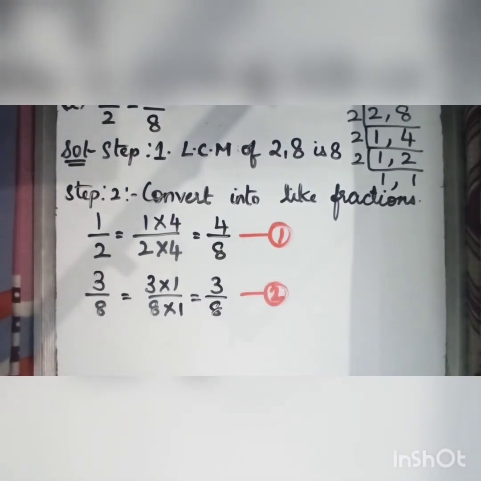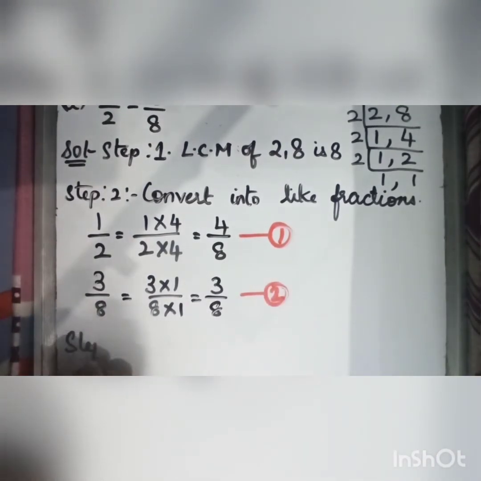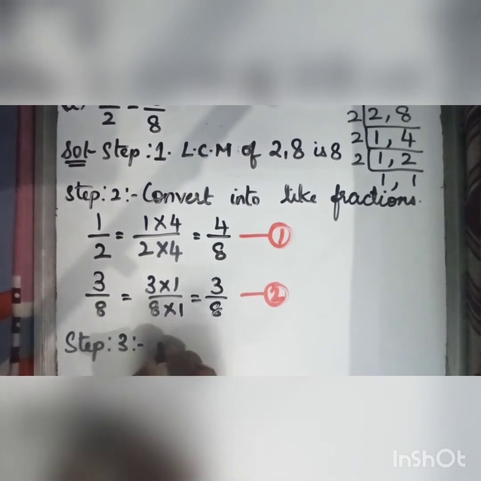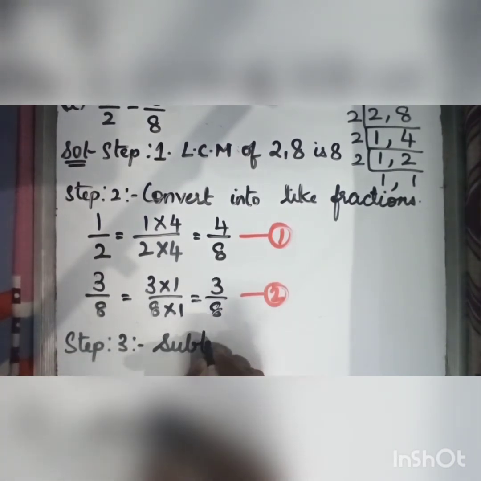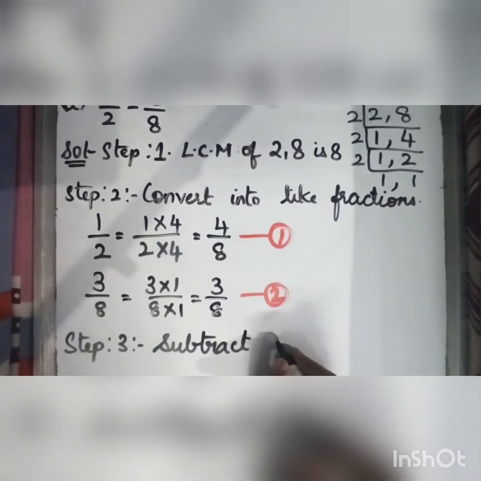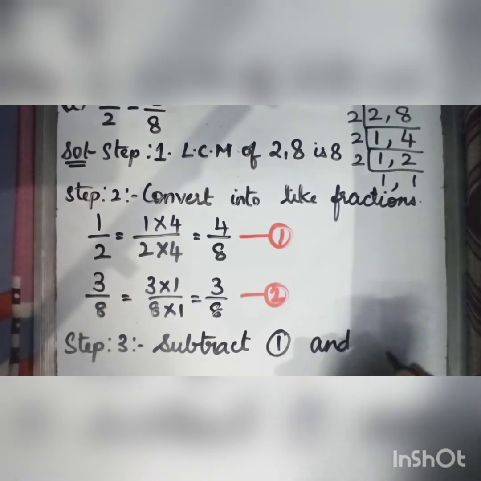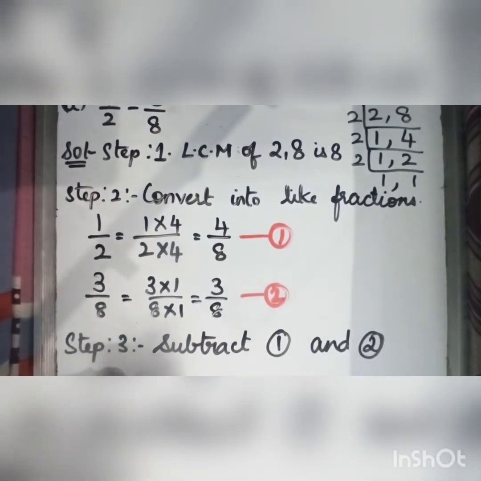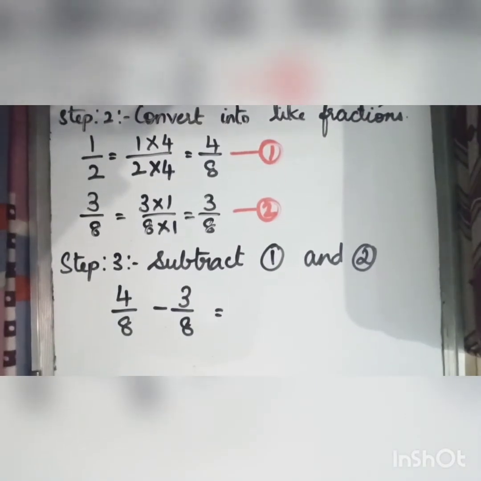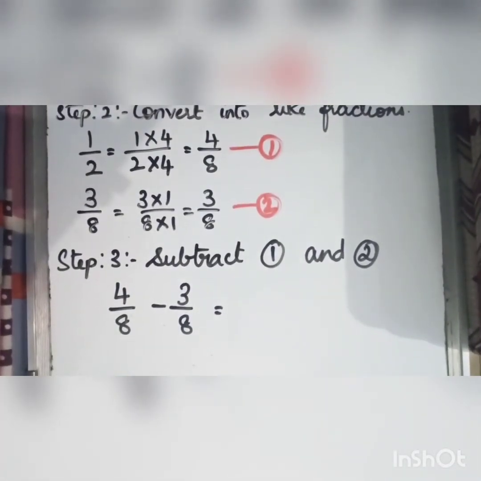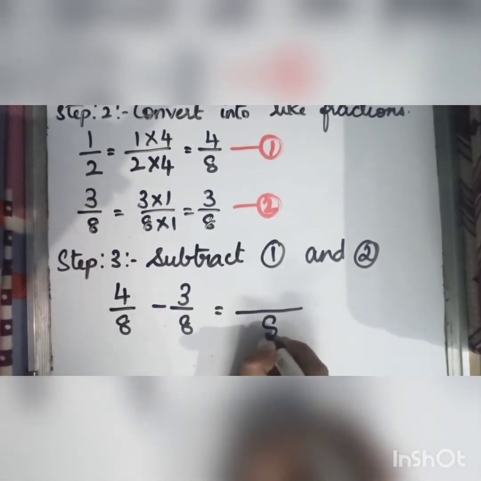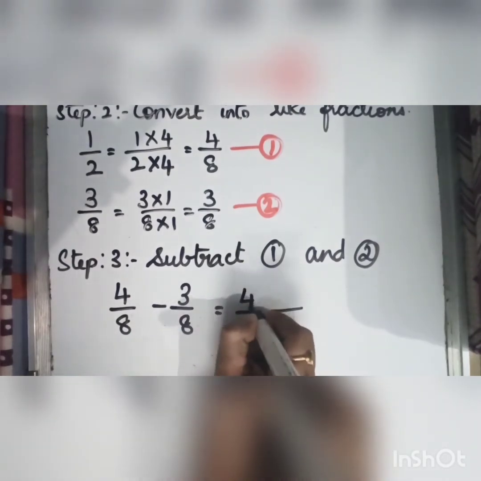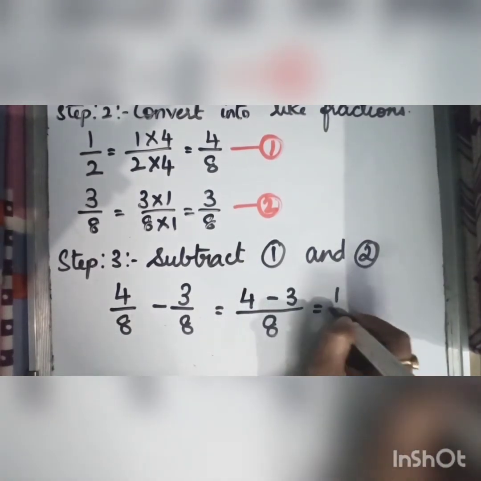So what do I do next? Step 3 is to subtract. That is 4 by 8 minus 3 by 8. These are like fractions. Denominators are same, so I write down the denominator and subtract the numerators. 4 minus 3 is 1.